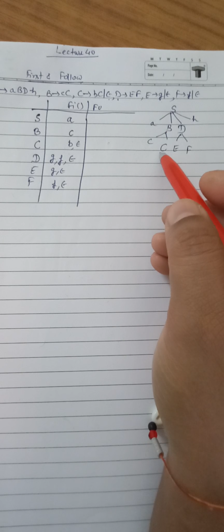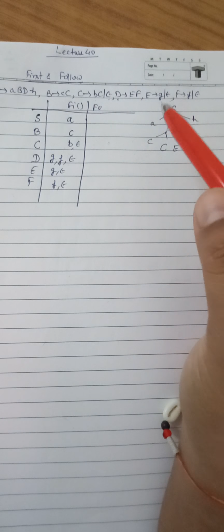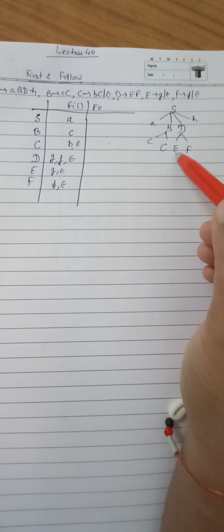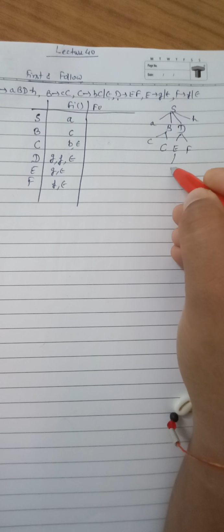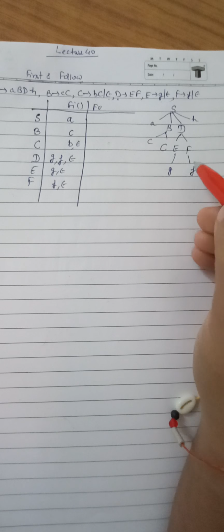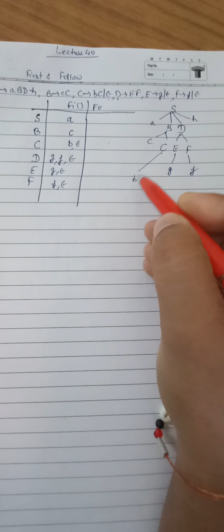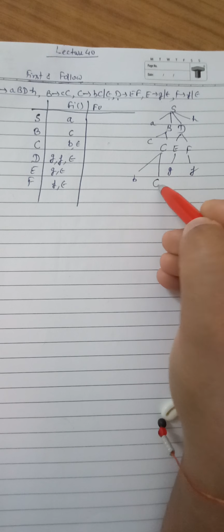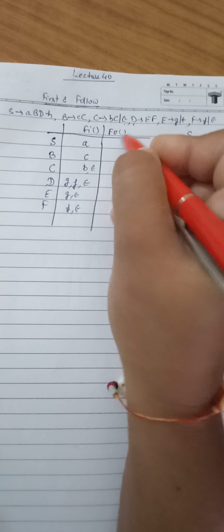And C tends to what we have? C tends to BC, so leave it. E tends to G, and F tends to F. And C tends to B and C again. So from here we will see how to calculate follow.